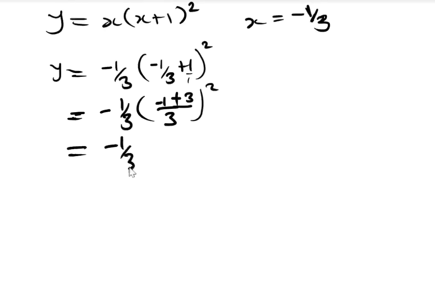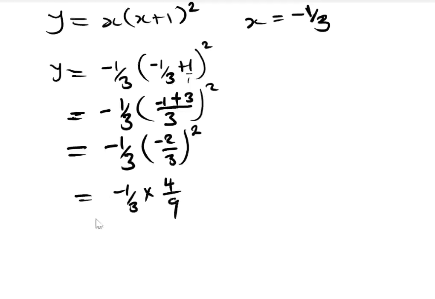This is equal to minus 1 divided by 3, and minus 1 plus 3 is 2, so we have 2 divided by 3, all squared, and we need to open the bracket. If we square this, 2 squared is 4, and 3 squared is 9. So if we multiply, we have minus 1 multiplied by 4, which is minus 4, divided by 3 multiplied by 9, which is 27. So the answer is minus 4 over 27, and this is the final answer.